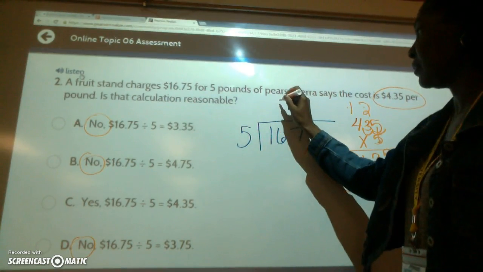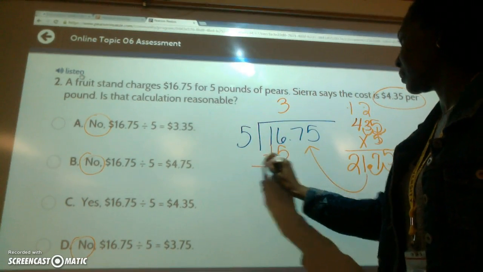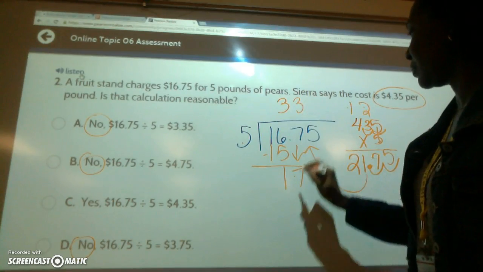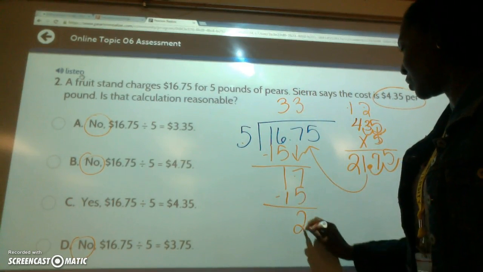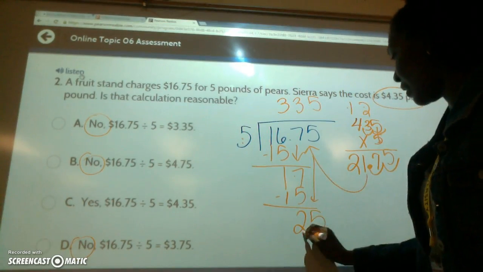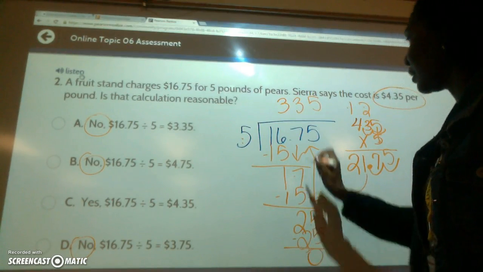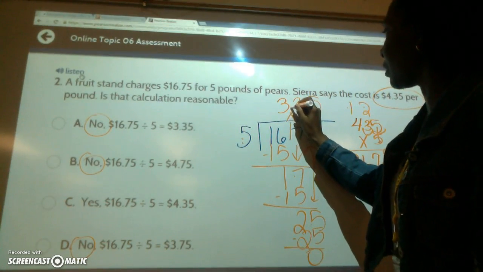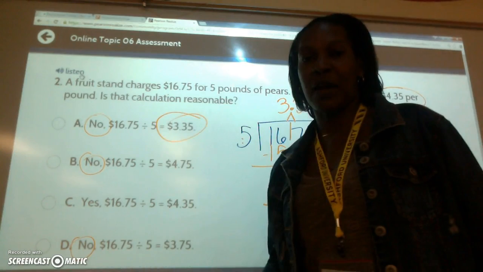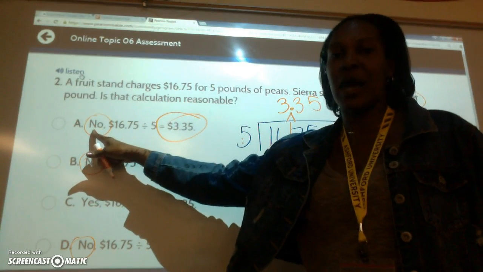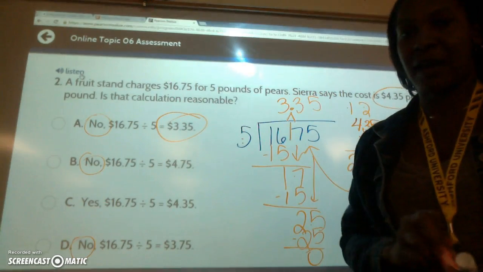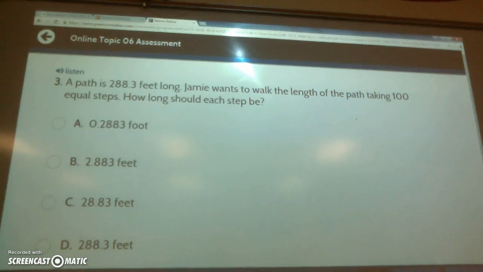5 going into 16, 3 times. Bring down the 7. 5 going into 17, 3 times. The difference is 2. Bring down the 5. 5 going into 25, 5. Place value for the decimal, go up. So we know that our answer is no. We're looking for the one that has 3.35. So the correct answer is no, she is not reasonable, and it's because the answer is 3.35. Next question.